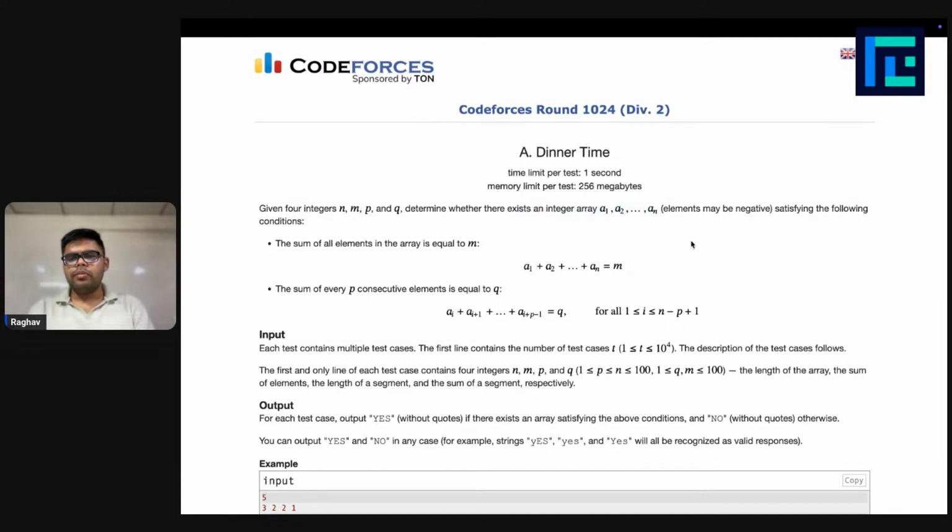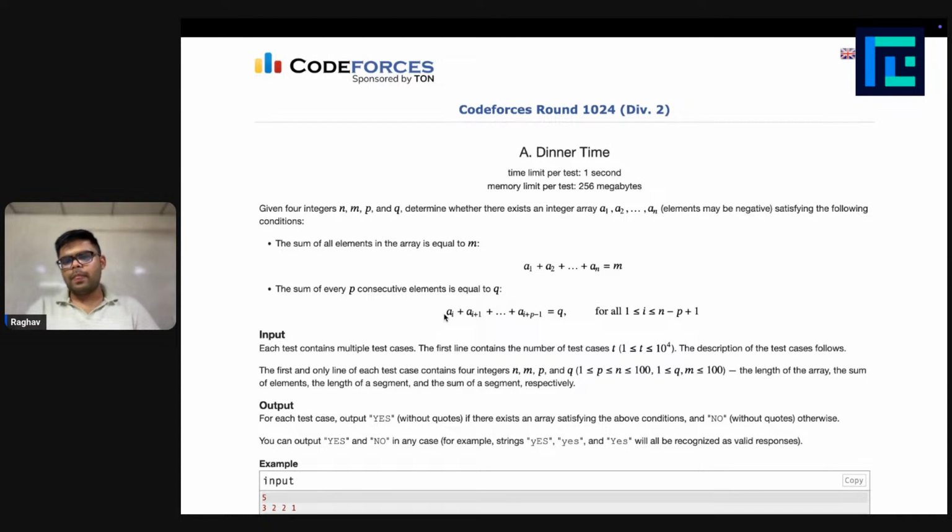from a1 to an, where the elements can be anything. They can be positive, zero, or negative as per our choice. We have to determine if there exists an array with these two conditions. The sum of all of the elements of the array should be equal to m, and the sum of every p consecutive elements should be equal to q.